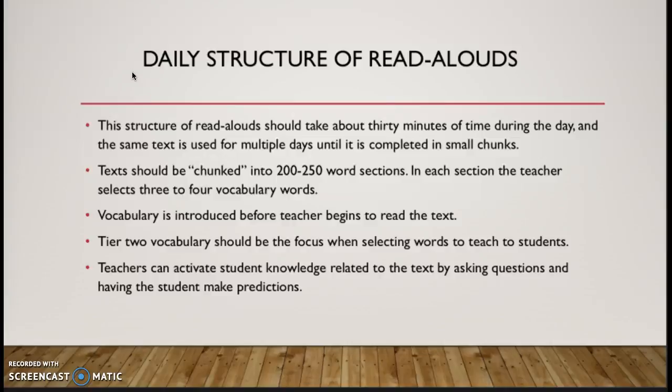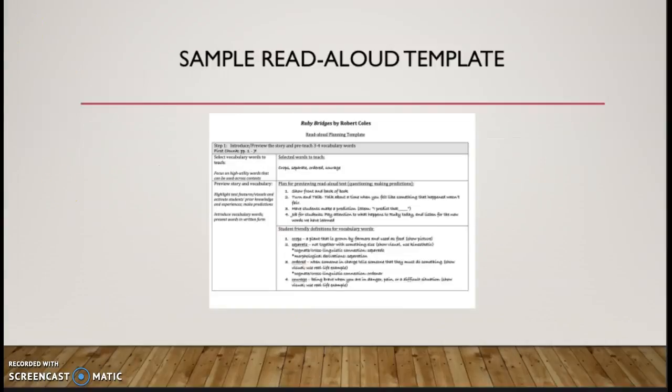Teachers can also activate student knowledge related to the text by asking questions and having the students make predictions. Here is another sample read-aloud template of the vocabulary that the teacher selected for the chunk of the day and their plan for previewing the text and questions they will ask, along with the student-friendly definitions that they are going to introduce to the students.